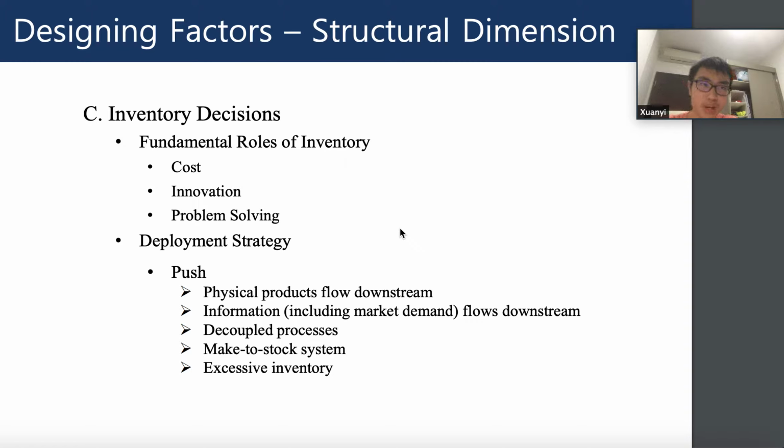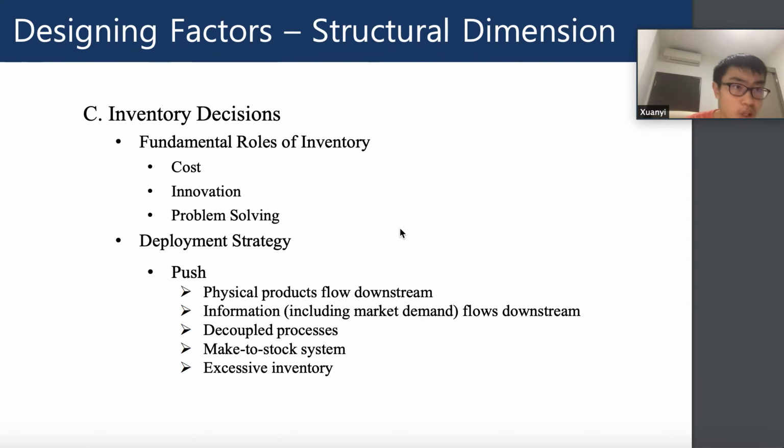So what is a push strategy? A push strategy is when you produce your products and you're applying the make-to-stock system. Make-to-stock system basically means your goal is to stock excessive inventory in your company. In more theoretical terms, it means you're pushing your product to the customers. You're holding a lot of products and pushing them to the customers. It is you who controls how much inventory you should hold, rather than the customers.